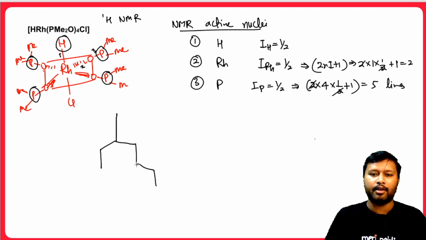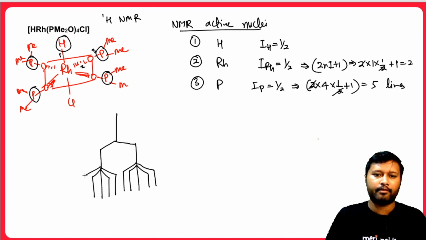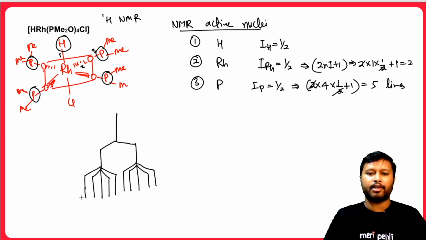So we will have 1, 2, 3, 4 and 5 lines. Okay, so that's how the splitting takes place.